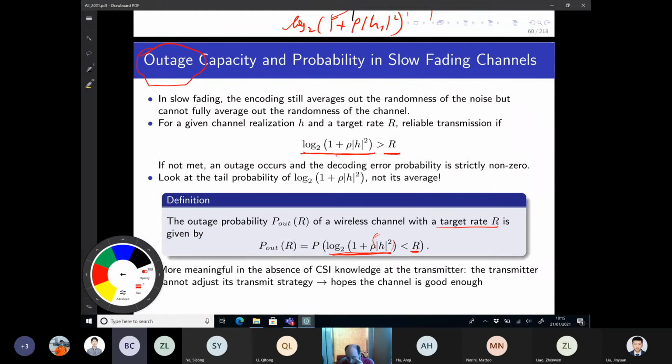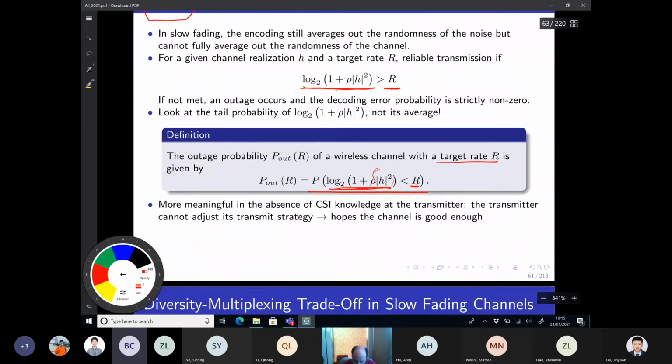Okay? So if you compare this with what we had before with the ergodic capacity, we had this, right? You can view this as a random variable, and you take the expectation of that random variable. Here, you view this as a random variable, and what you're looking at is actually the CDF of that random variable. You're looking at the tail of that distribution. So you look at a different characteristic of that random variable, if I can qualitatively explain it this way.